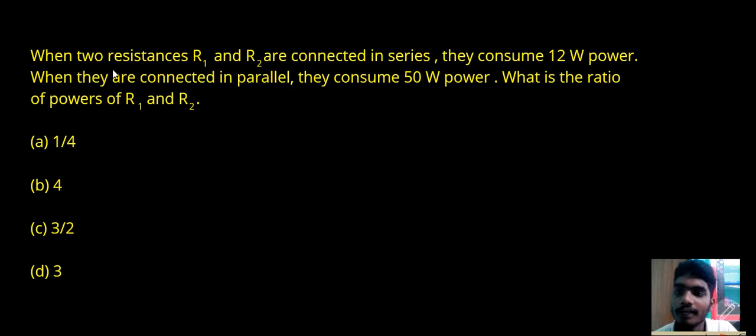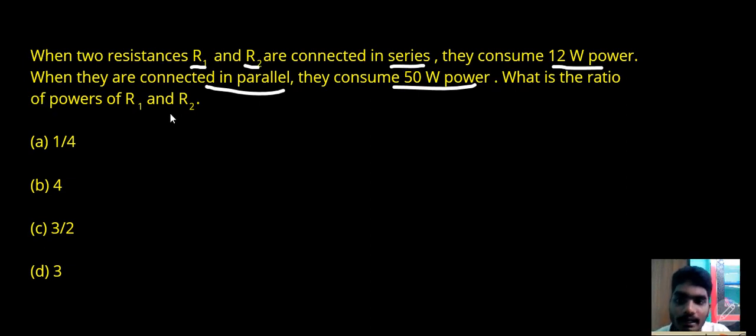Okay, when two resistors, R1 and R2, are connected in series, they consume 12 watts of power. That's when they are connected in series. When they are connected in parallel, they consume 50 watts of power. What is the ratio of the powers of R1 and R2? We have to find the ratio, that is, the power consumed by R1 and R2.